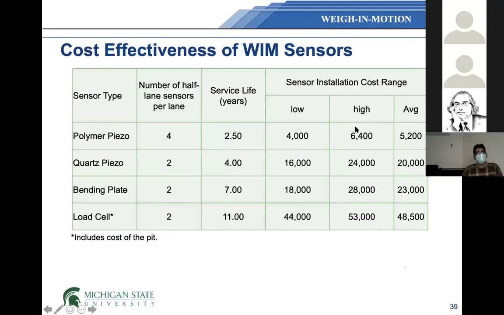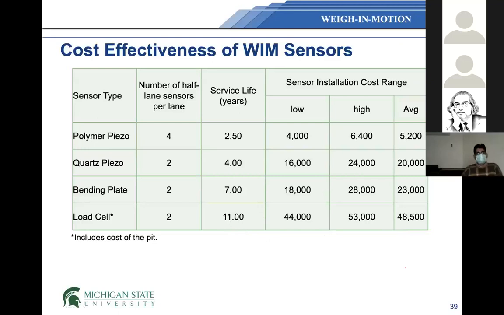typical ranges of the cost for these installations and some of the maintenance involved over time for these types of sensors. And you can see piezo cable is the cheapest. These are in US dollars. And I calculated the average value, and the most expensive is the load cell. But at the same time, you are spending $48,000, but it can give you a life of 11 years. So you can still use this sensor for 11 years.